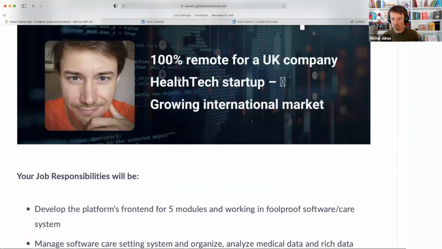It's a 100% remote opportunity. It is for a UK-based company, so that itself is quite interesting for developers in Eastern Europe. It's a health tech startup. It's a growing international market.